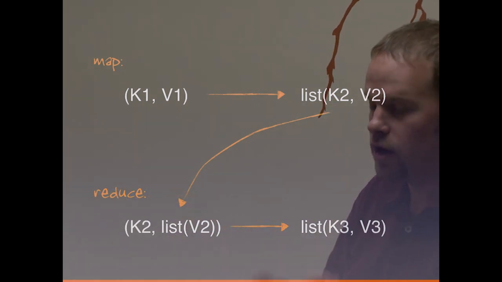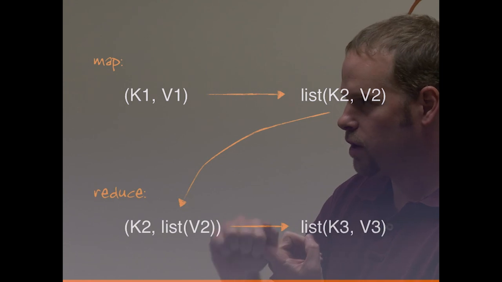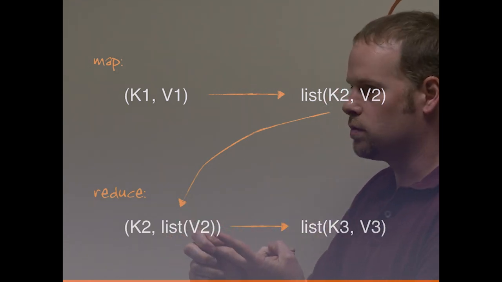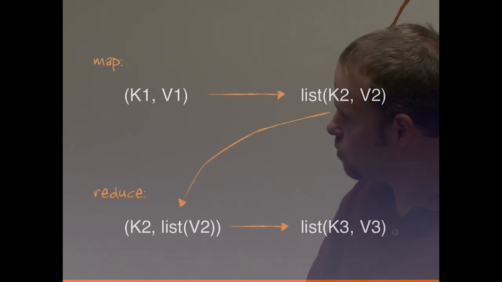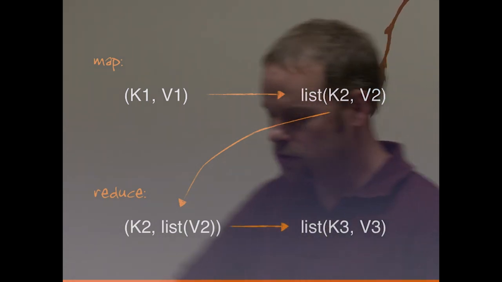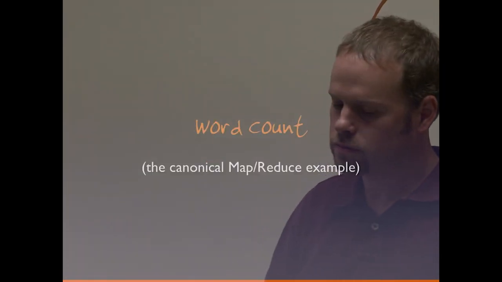And what you get there is a grouping. Each reducer will see a grouping of a key and all the values that were for that key, K2. I'll go through an example that will hopefully make this more clear in a second. And then the reducer is going to transform that into a different list of key value pairs.